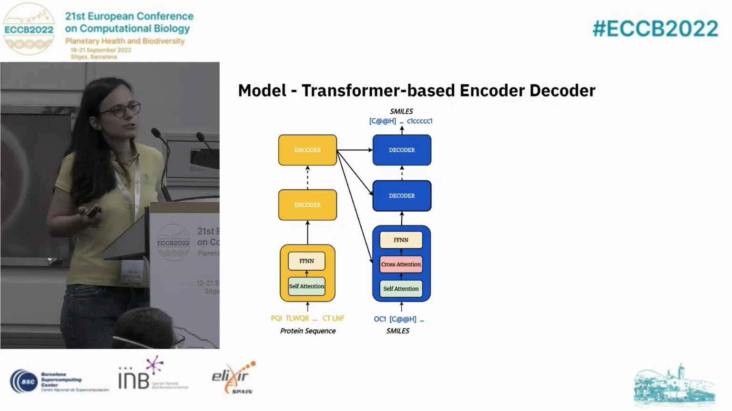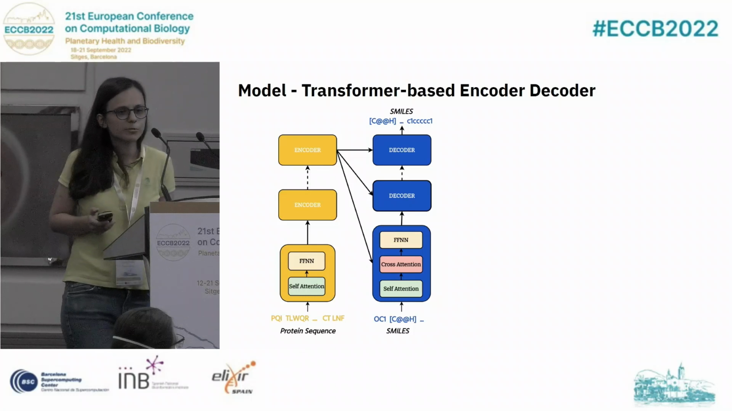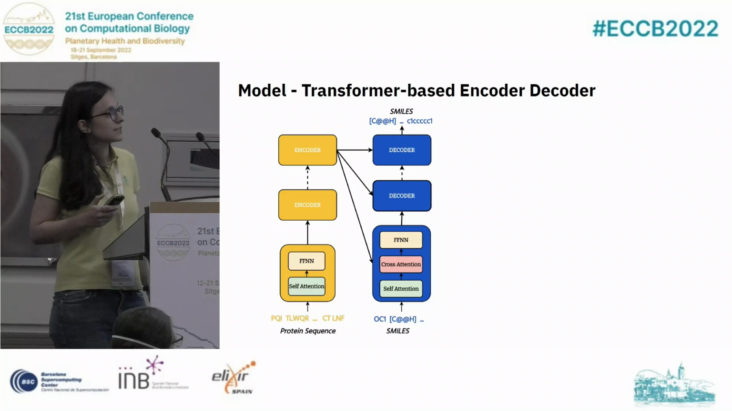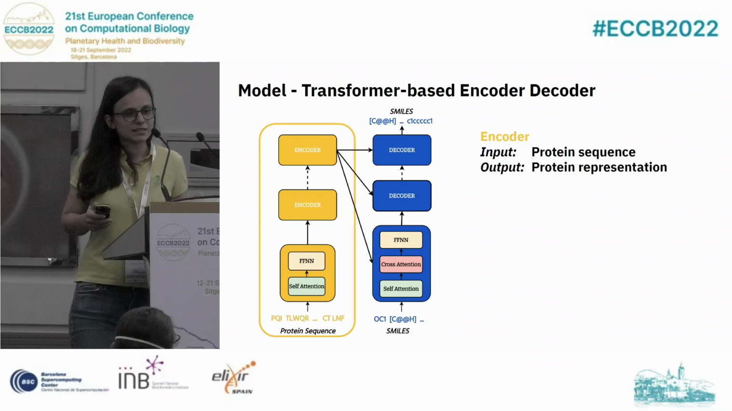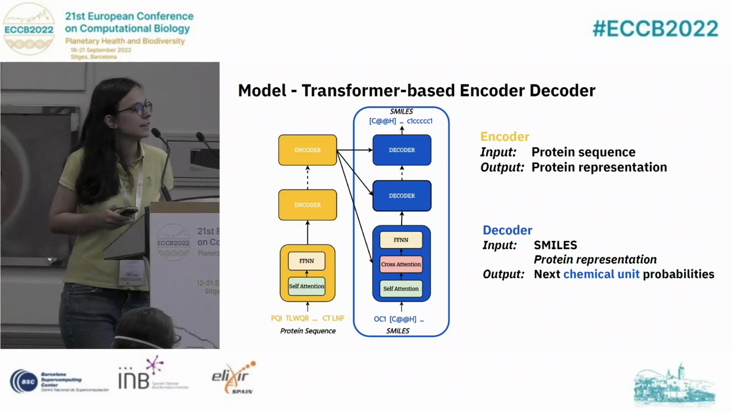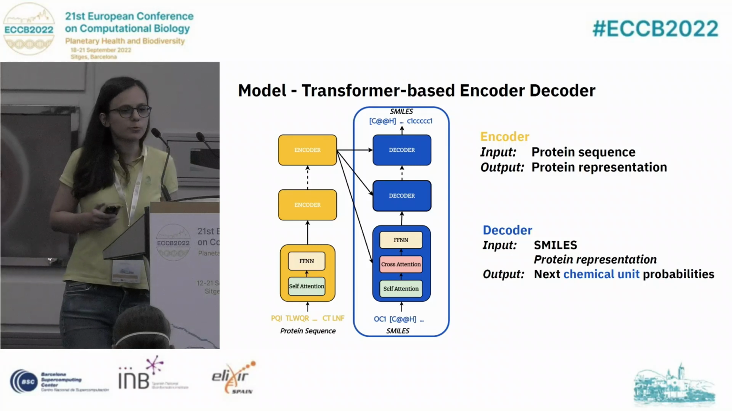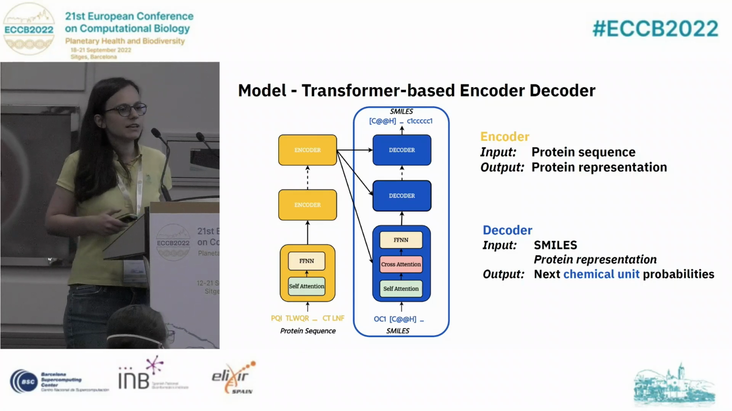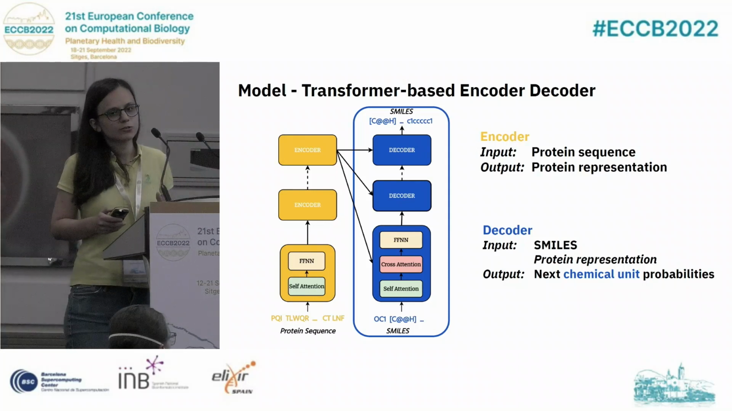This approach can be combined with any machine translation model. In this study, we use a transformer-based encoder-decoder model, which is the state-of-the-art architecture. The model is composed of stacks of encoder and decoder blocks, where the encoder takes the protein sequence as input and outputs a representation for this protein. The decoder takes the SMILES string and the produced protein representation and outputs next chemical unit probabilities. The key feature of this model is the attention mechanism, which appears in each block and captures the dependencies within individual sequences and across sequences.